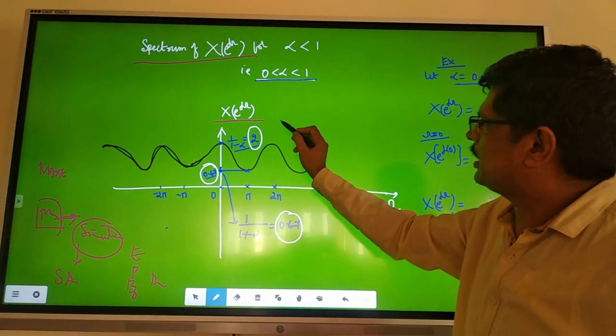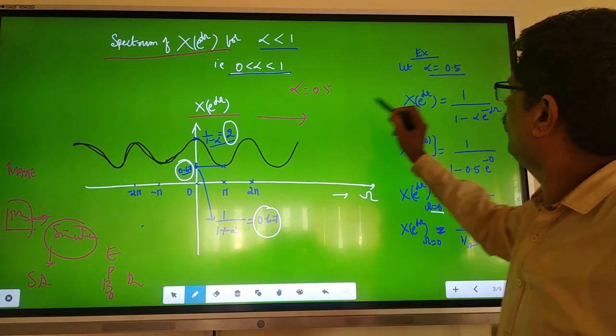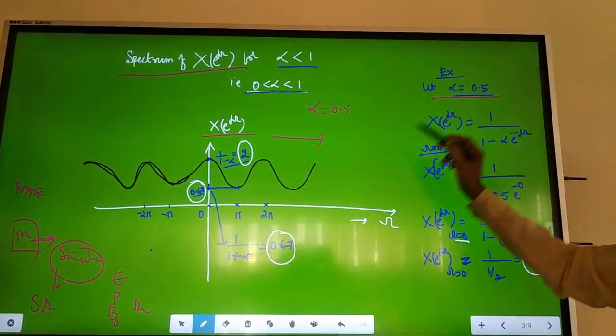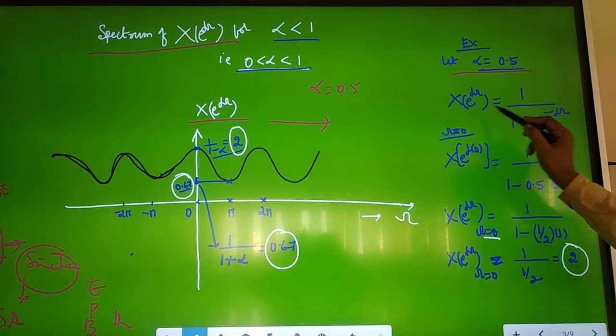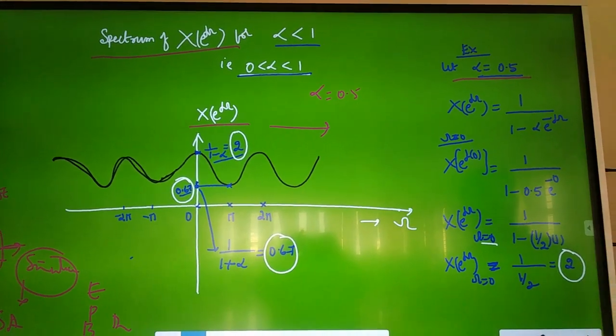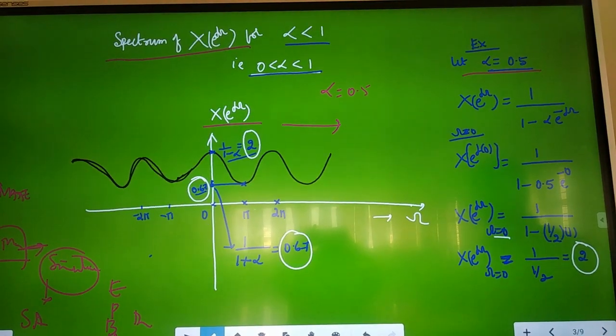Now let me see, for example, on the right side, the alpha is equal to, let us say, 0.5. Now, let me say for the right-hand side, alpha is equal to 0.5, let me take. Then X of e power j omega is equal to 1 by (1 minus alpha e power minus j omega), which is the expression we got. Now here you will substitute.